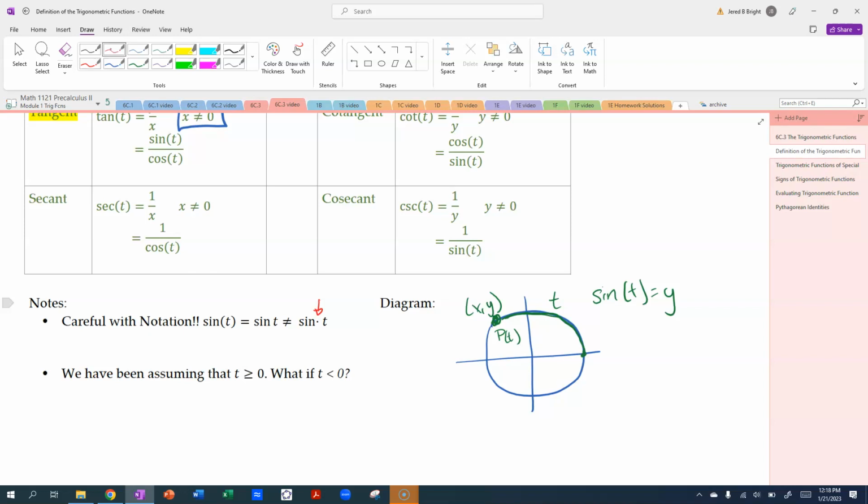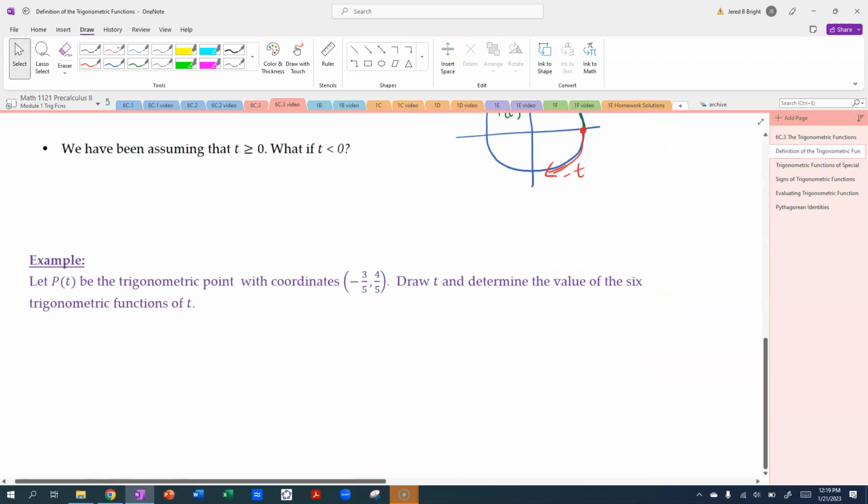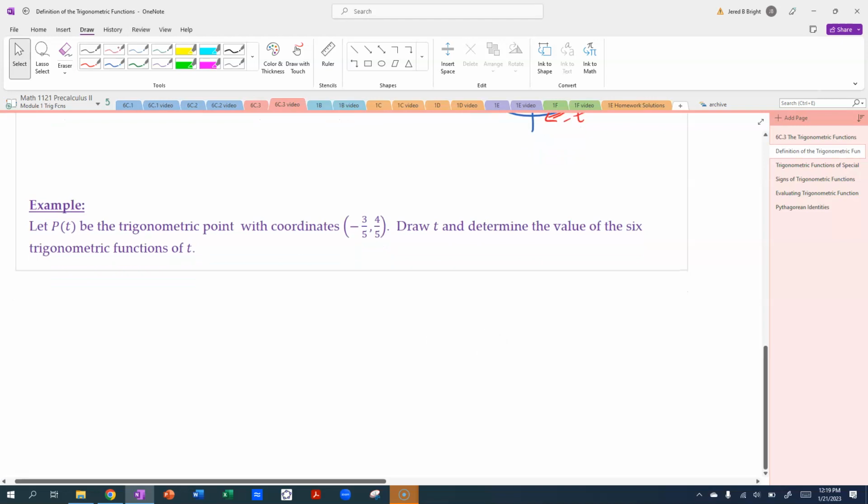With all these definitions, we by default assume that t is positive, so it goes in a counterclockwise fashion. If t is less than 0, what happens? It goes clockwise. Negative t would look something like going from (1, 0) around the other way along the unit circle. The definitions still apply.